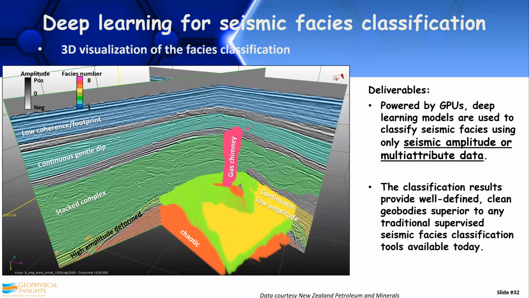So really what we get out of the deep seismic facies classification is a classification result that provides well-defined, clean 3D geobodies that are actually produced in a much quicker fashion, even though it takes a while to build the training engine. It would take an interpreter a lot longer to go through and pick all these by hand. And then you can take these outputs and actually go in and perhaps do a multi-attribute analysis on one of the facies or some of the facies that you're interested in.